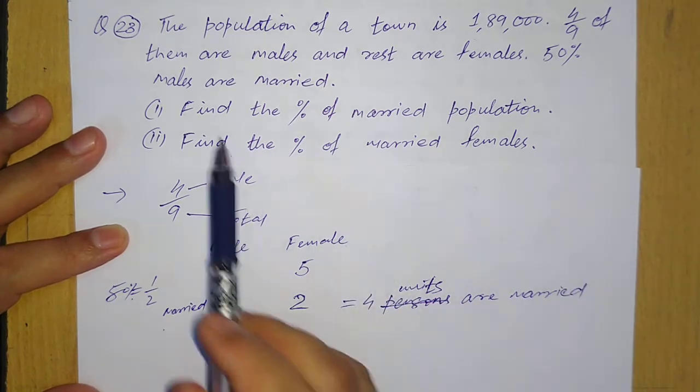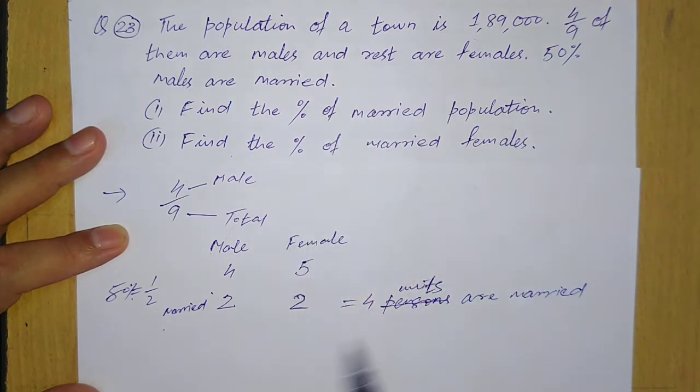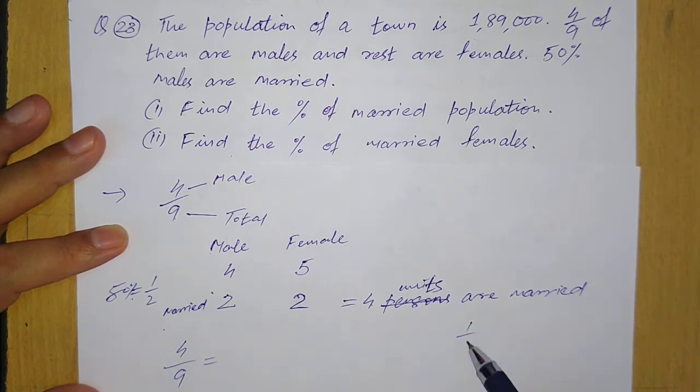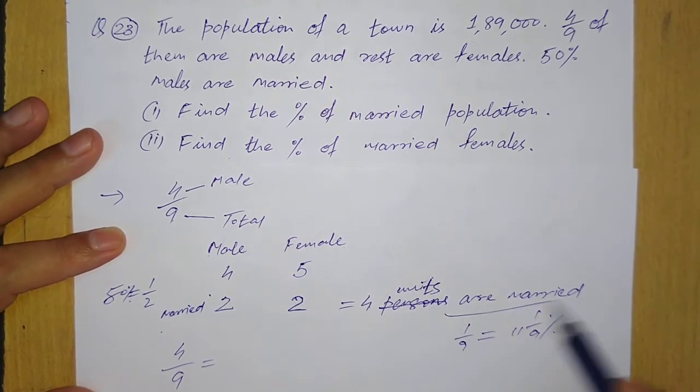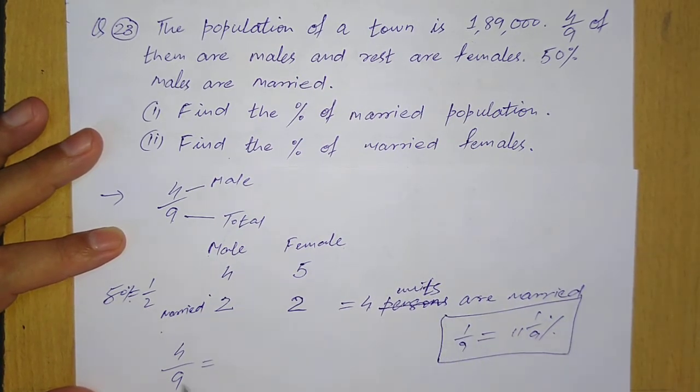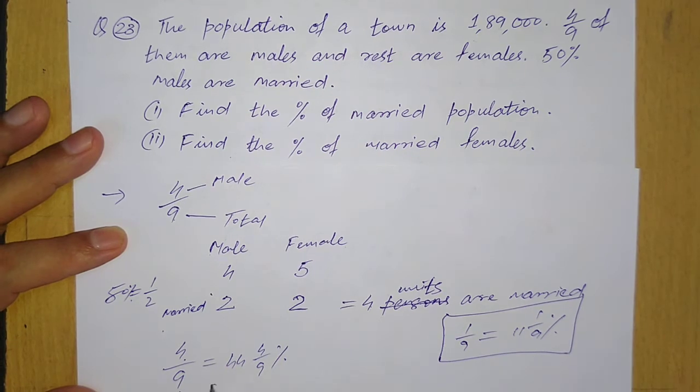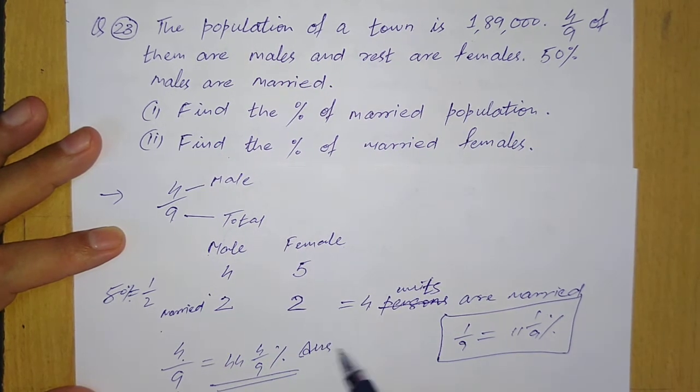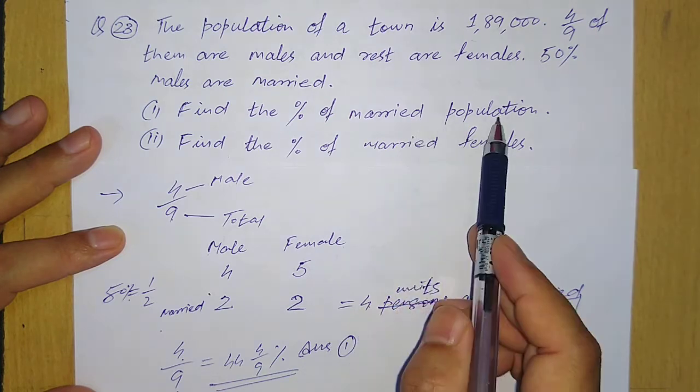So now we need to find the percentage of married population. So married units is how much? 4 units. So 4 upon 9, total is 9. So 4/9 will give us how much? We know 1/9 is 11 1/9%. This is the base unit, the concept. So 4/9 will be 4 into 11 is 44, 4 ones are 4, so 44 4/9%. So this is the answer number 1. Find the percentage of married population.